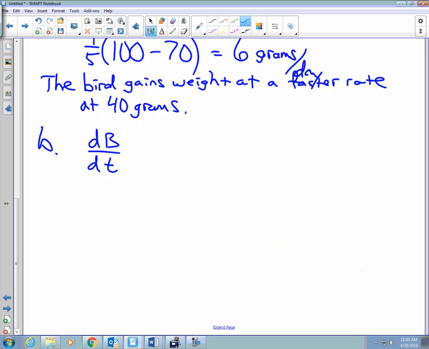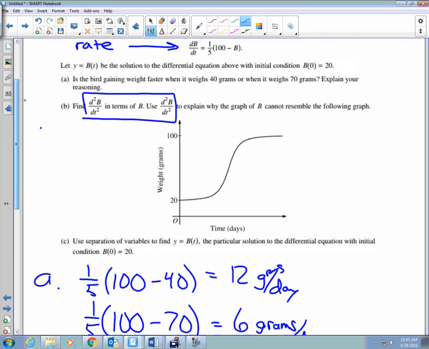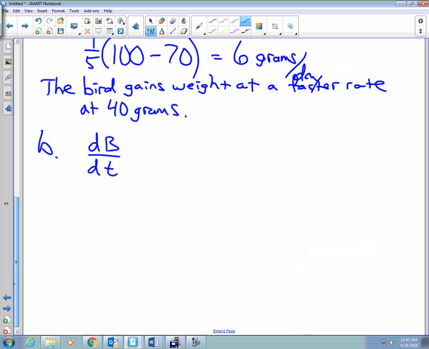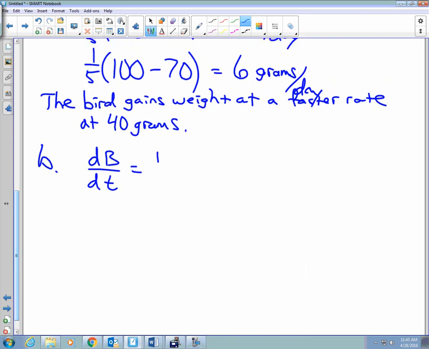Okay, we pick up here. We just left off with the second derivative. It says find the second derivative and use the second derivative to explain why this graph cannot be the graph of B. So this is the wrong graph for B. We want to use our solution to determine why this is not correct. So I have to take the derivative of 1/5 times 100 minus B. In other words, I want to find the derivative of 20 minus 1/5 B.